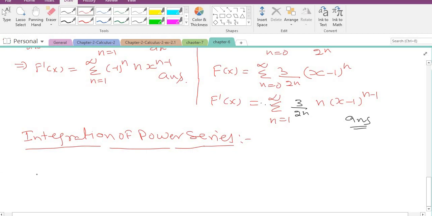Suppose I have again the function f(x) from n equal to 0 to infinity of (x + 5)^n. If you want to integrate this one, what you have to do is just integrate this function f(x) dx, meaning integrate this function.